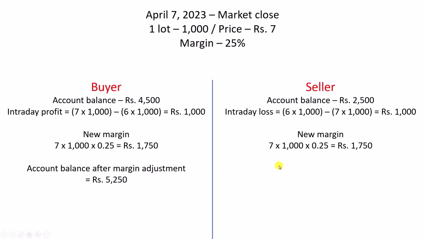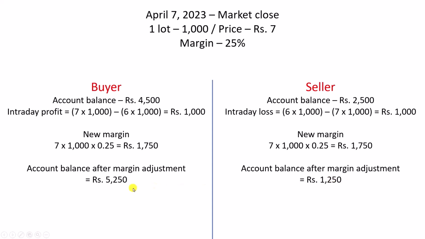Alright. Coming to this. 2,500 is account balance. He is in a loss of 1,000 rupees. So 2,500 minus 1,000 is 1,500. From that 250 must be given for margin, and so account balance after margin adjustment is 1,250 rupees. So this is what he can see in his account balance. Okay, and this adjustment of margin on a day-to-day basis is called mark to market adjustment.